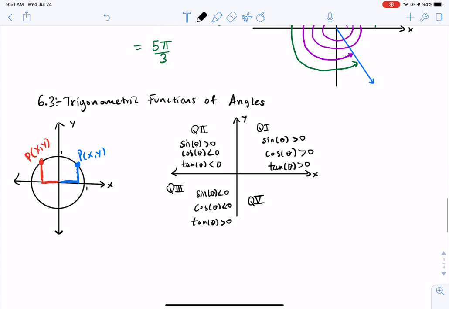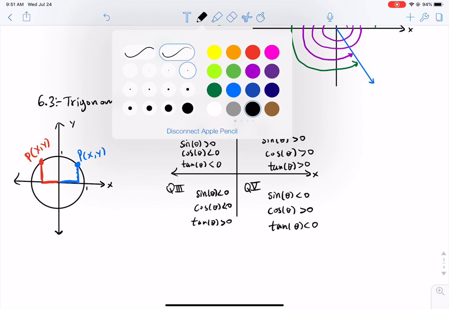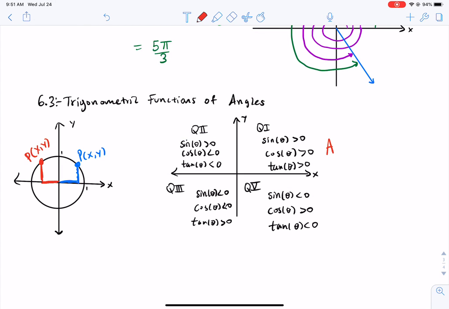And in the fourth quadrant, cosine is positive. So we have sine to be negative, cosine to be positive, and tangent to be negative. So you guys were told the ASTC, right? What is it? All Students Take Calculus, yeah.